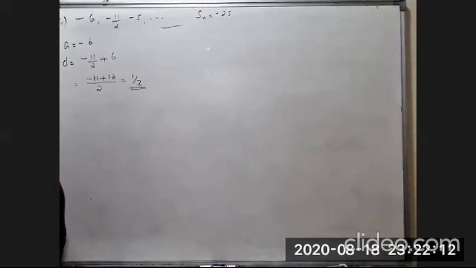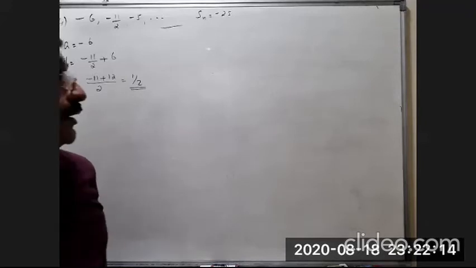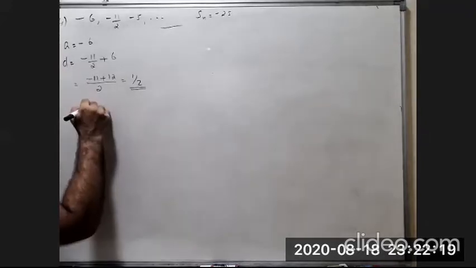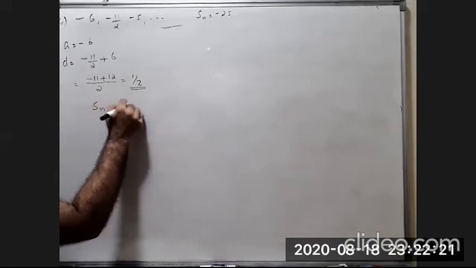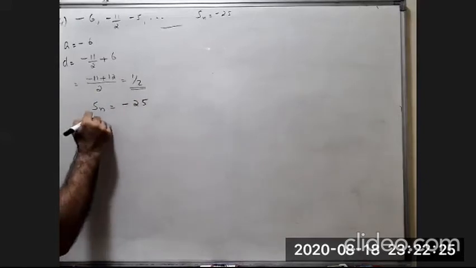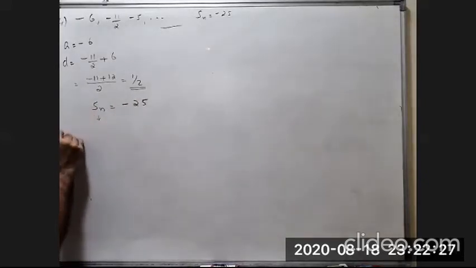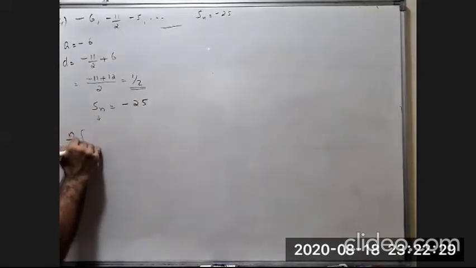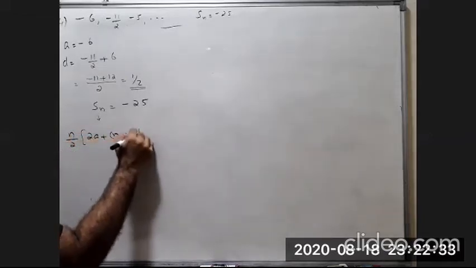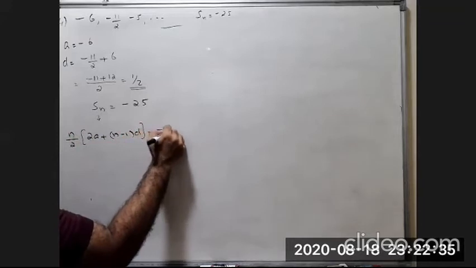The question. Sn is 20 minus 25. So we start from that. Sn is minus 20, this is given. Write the formula for Sn. Sn is n by 2 into 2a plus n minus 1 into d, equals minus 25.